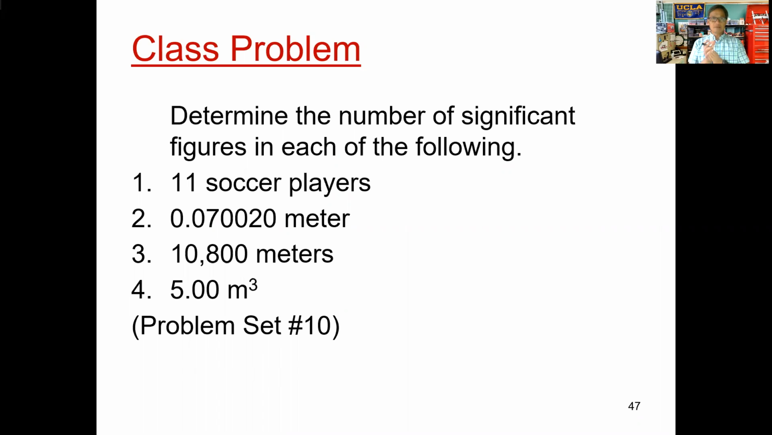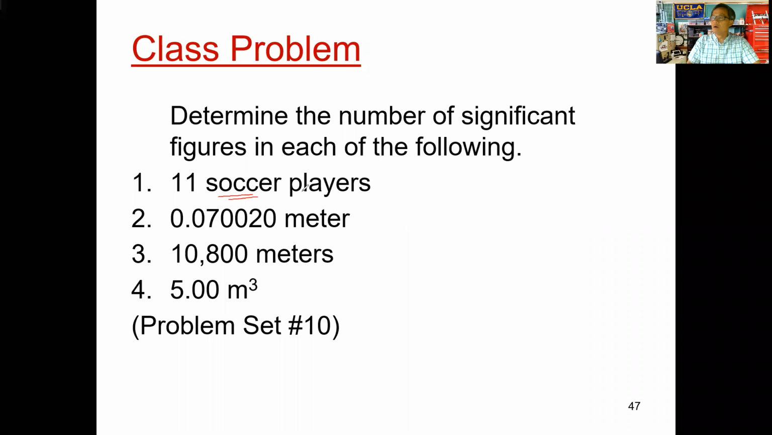All right, let's take a look at this. First number, we have 11. But look at what we have in terms of the units: soccer players. Essentially we're being told that we have counted out 11 soccer players. So if this is a counted quantity, the number of significant figures is infinite. Make sure you have that written down.